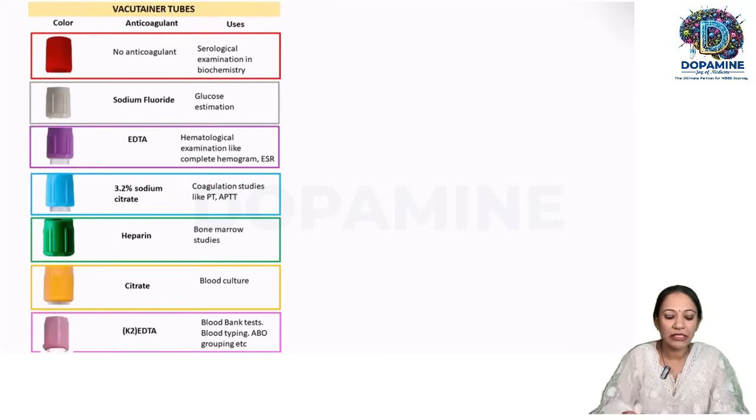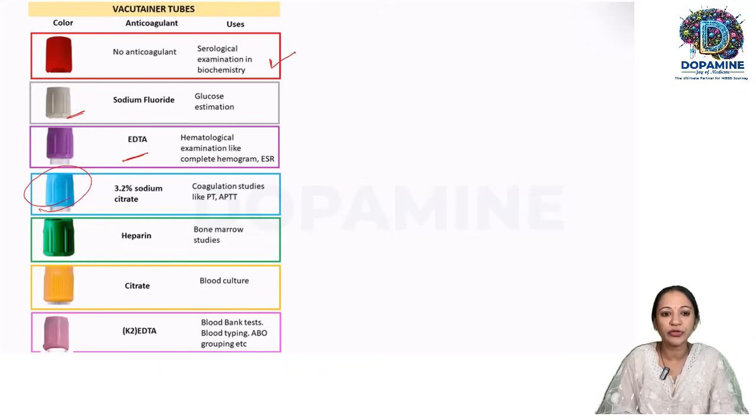So remember this. The red color tube is used for serology where there is no anticoagulant, followed by the gray color tube where we have sodium fluoride as an anticoagulant used for sugar estimation. Then we have the EDTA tube for complete blood count, CBC, and ESR and peripheral smear. We have the blue tube. So this is what is being asked, where we use it for coagulation studies, not only PT, APTT, but also fibrinogen, D-dimer, all the coagulation assays. We use the blue tube.